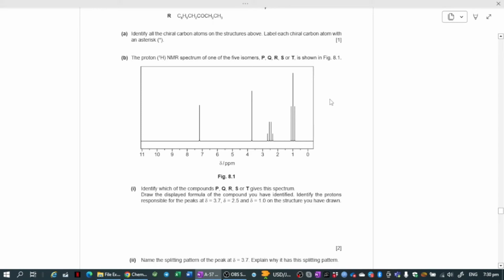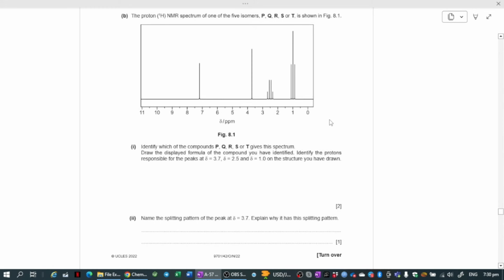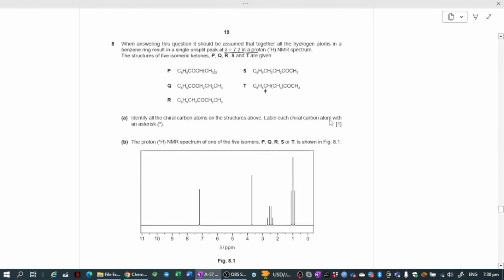Identify which of the compounds give its spectrum. Draw the displayed formula you have identified. Identify the protons responsible for the peaks on the structure you have drawn. So we know that this peak here is due to the aromatic protons on the benzene ring. What we have to look for is we have a quartet and we have a triplet. So this is a quartet peak and this is a triplet peak.